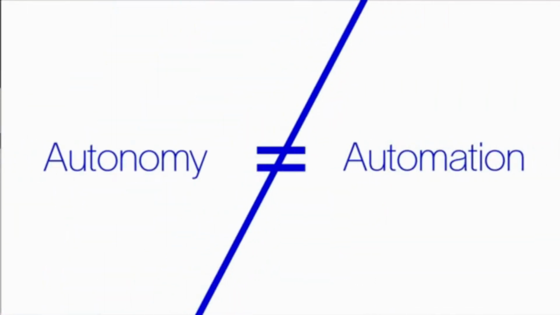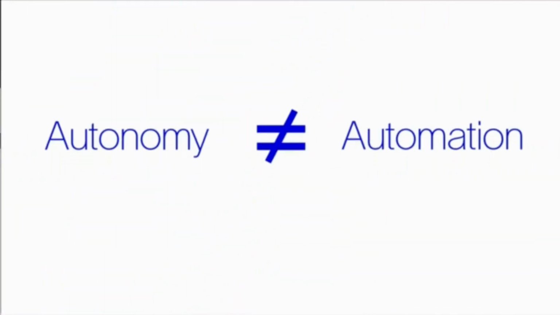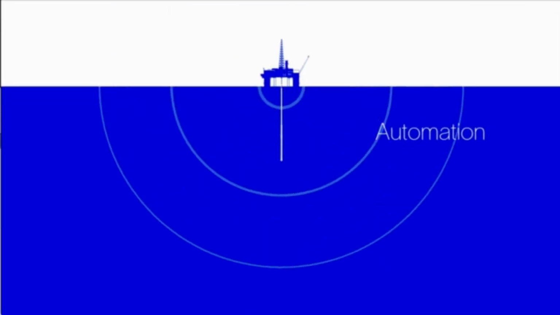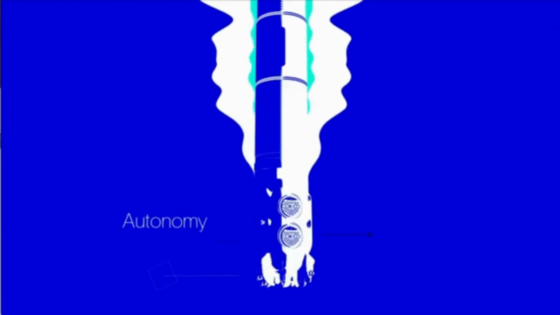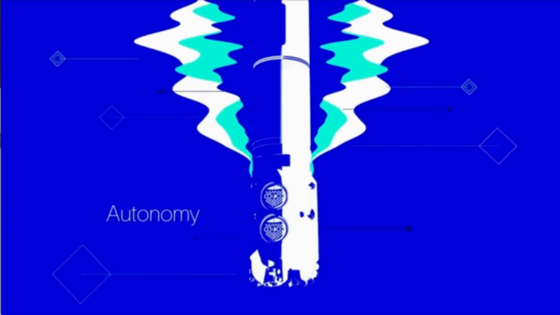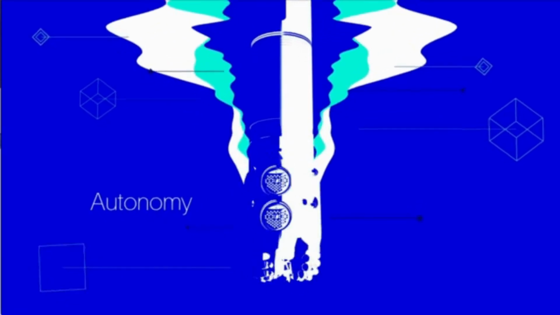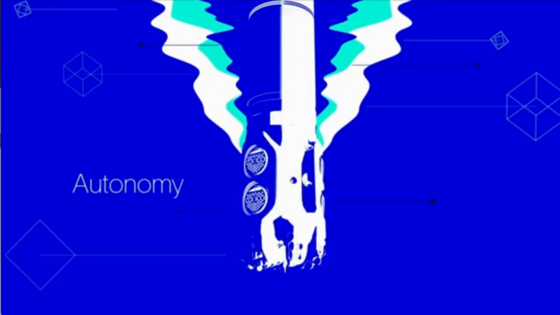Now, autonomy and automation are not the same thing. Automation is when equipment follows instructions to carry out repetitive tasks. On the other hand, autonomy involves technology assessing conditions, even unexpected ones, and then making adjustments. When combined, the two elevate efficiency. So how did we do this?